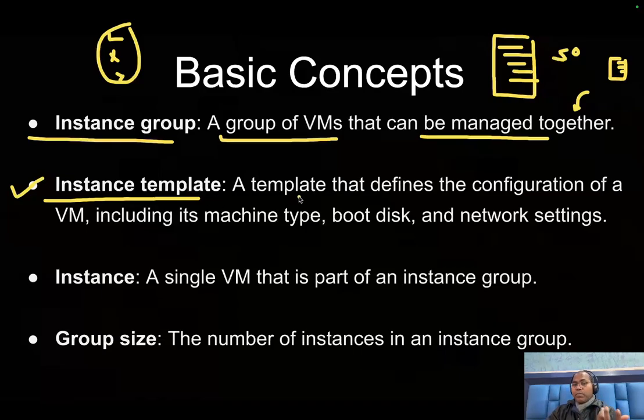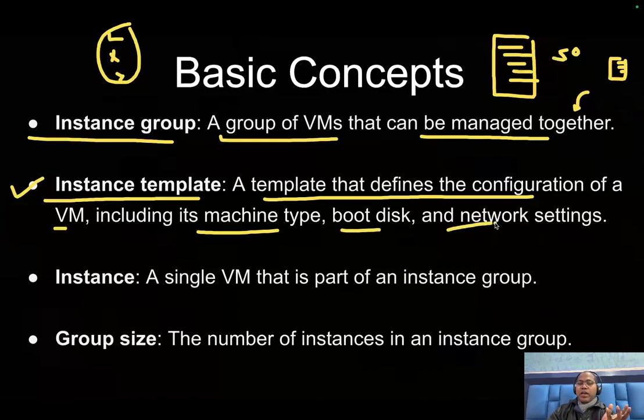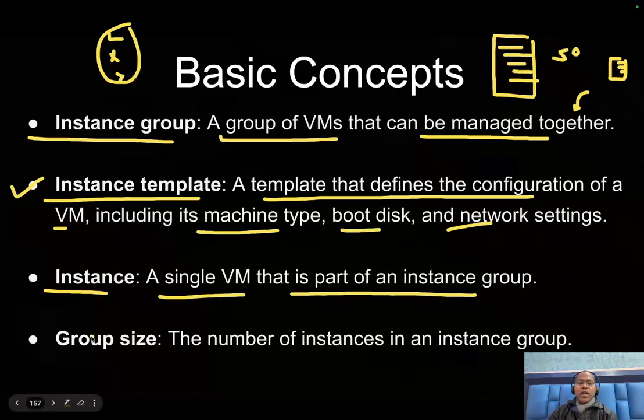First we have to create the template that defines the configuration of our VM, including machine type, boot disk, network settings, everything. After that, an instance, you can say a virtual machine, a single VM, is a part of the instance group. And here, the group size: sometimes you want to change the number of instances, and you can do that. The instance group allows you to resize, to increase or decrease the number of your virtual machines as you want.